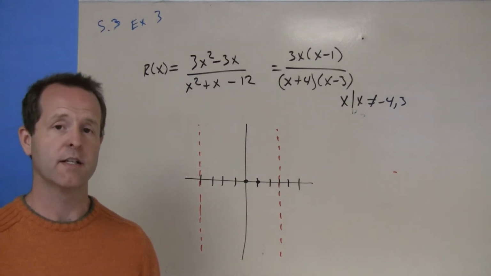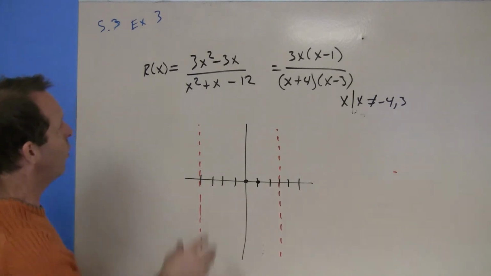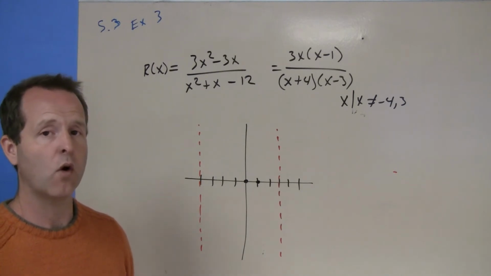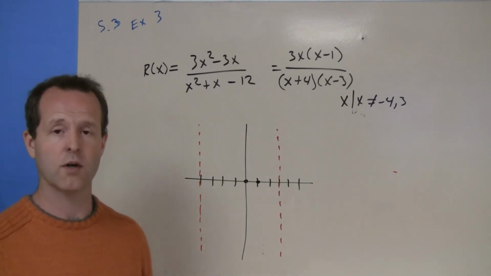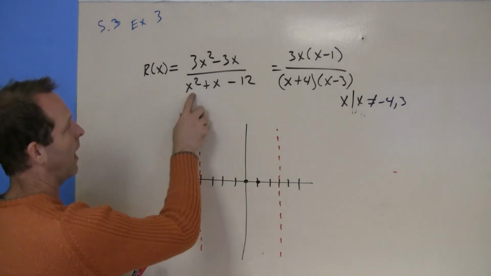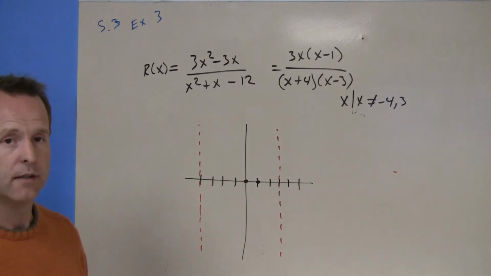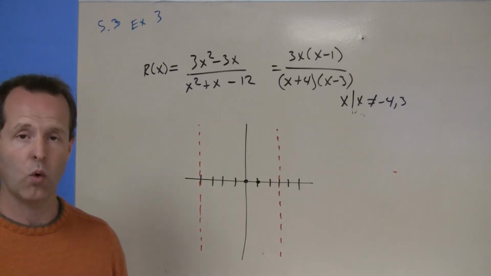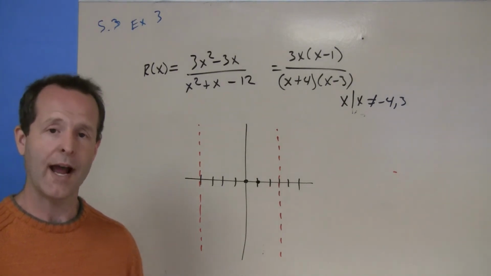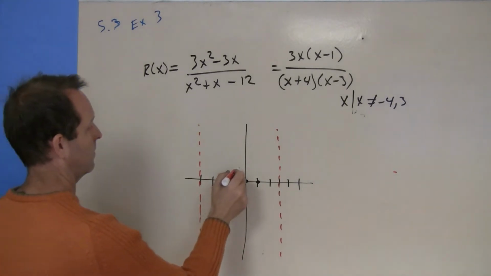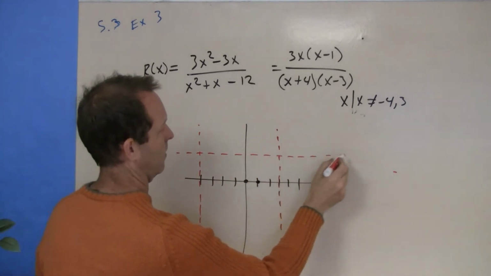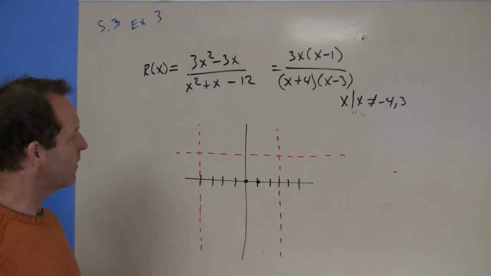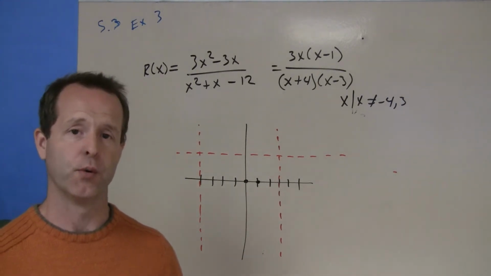The next thing I want to discover is if there's a horizontal asymptote. What I notice is that the degree of the numerator equals the degree of the denominator. So therefore, the horizontal asymptote is going to be a horizontal line. And the line is going to be determined by the ratio of the leading coefficients of both terms. So 3x squared over x squared, their coefficients are 3 over 1. So therefore, I have a horizontal asymptote at the line y equals 3.